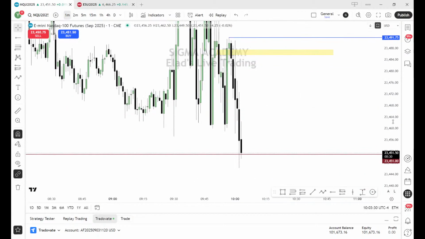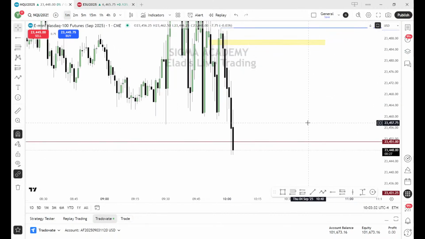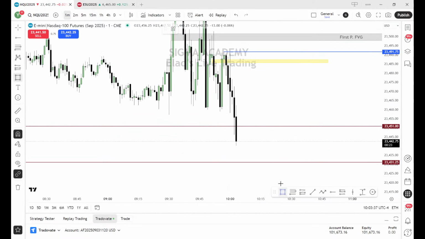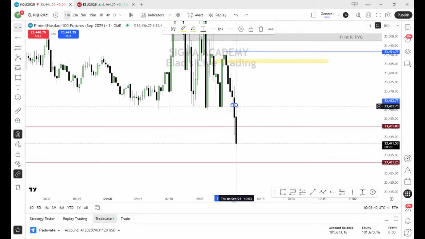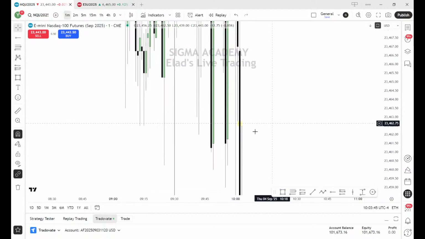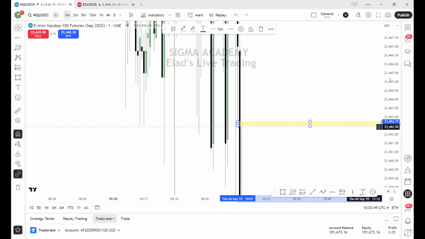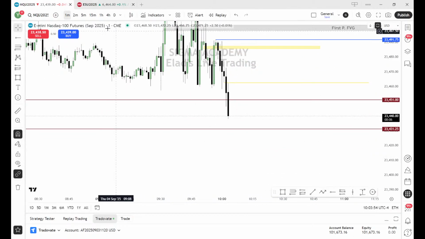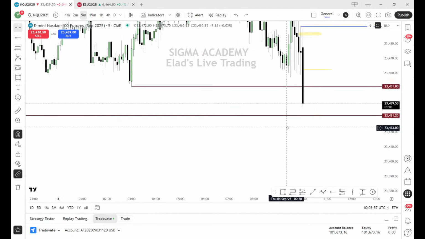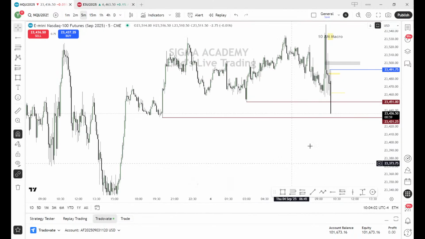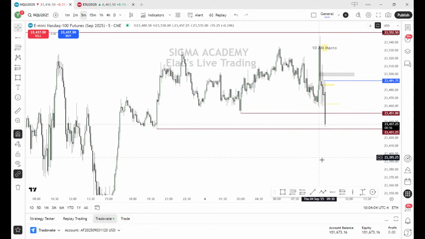I want this fair value gap to be open and then violated. Great, here we go. My eyes is right here. See, it's tiny. Where's the manipulation? Maybe here. This one is a much more clean setup.